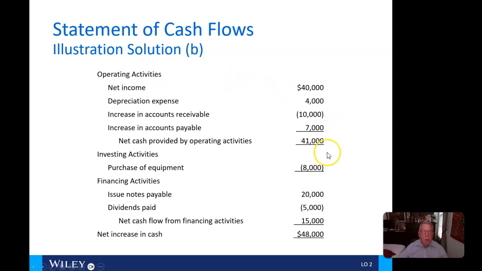And away we go. Here, we purchased some equipment for 8,000. That made cash go down. And financing activities, we issued some notes payable. We got cash for that. We paid dividends. Cash went down for that. So the net cash flow from financing activities was 15,000. The difference here between 20 and 5,000, that underscore is missing as it probably should have been. And now the increase in cash from all of these three items here is 48,000.